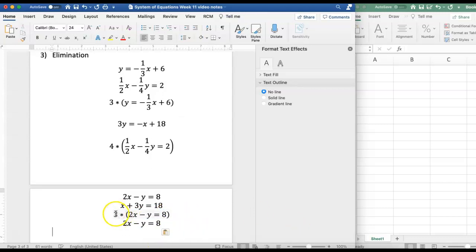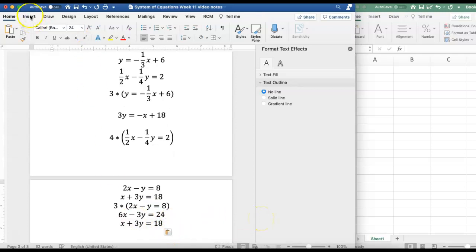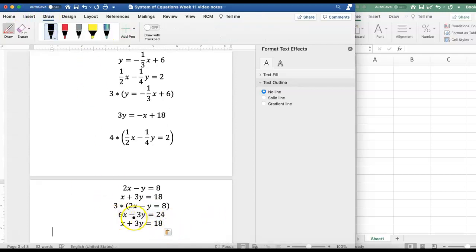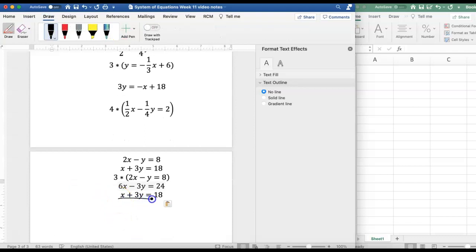Okay, so 3 times 2 gives me 6. 3 times negative 1, or just minus, gives me a 3, and then 3 times 8 gives me 24, and then I have my first equation multiplied by 3 and my second equation, which matches, and I can just eliminate now. And even though this seems to cause some problems, I'm still going to draw it because I think it's important to see. The negative 3 plus 3 is gone, and I'm left with 6x plus x.